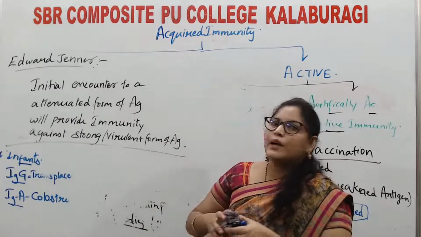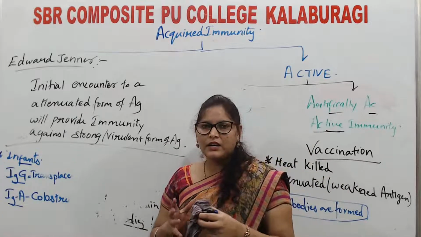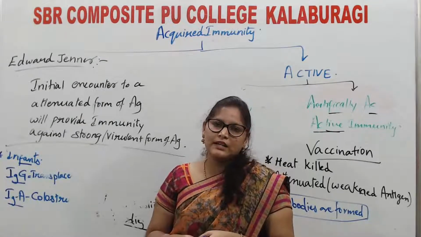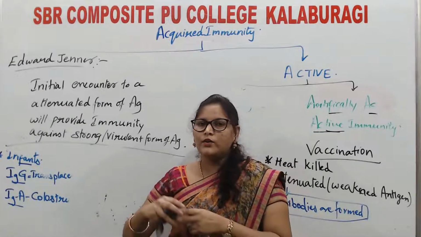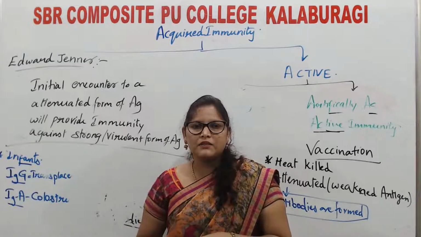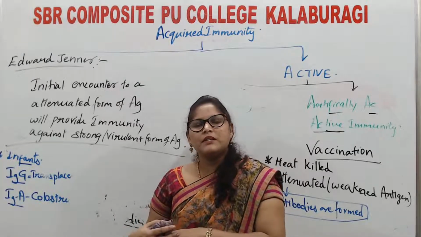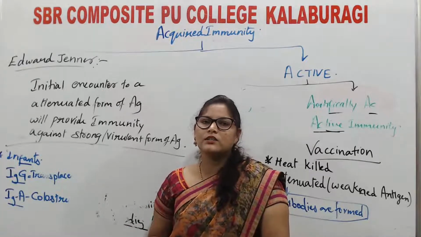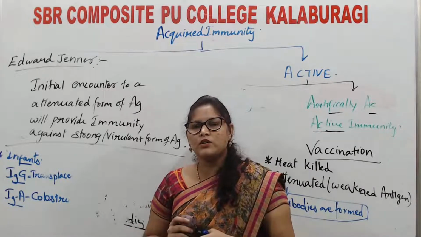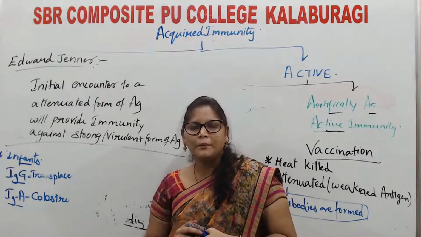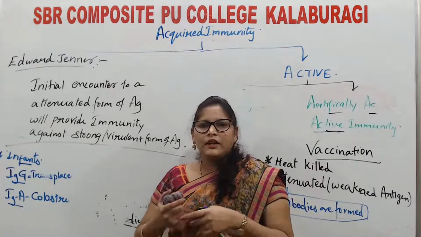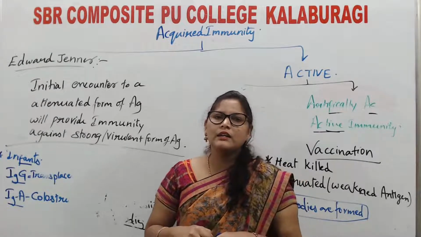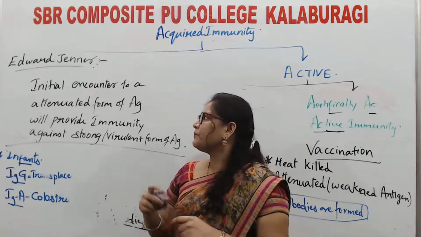See here, immunity. We have studied three lines of defense: first line, second line, and third line, or non-specific immunity and specific immunity. Non-specific immunity is innate immunity right from birth, and it is a generalized response of our body to any kind of pathogen. Whereas the third line of defense, or specific immunity, is highly specific to the pathogen.